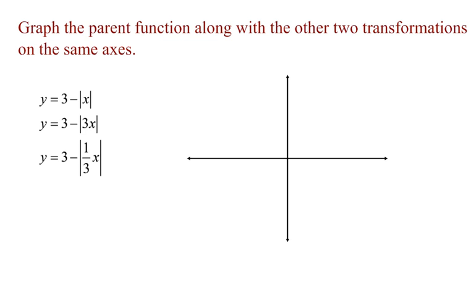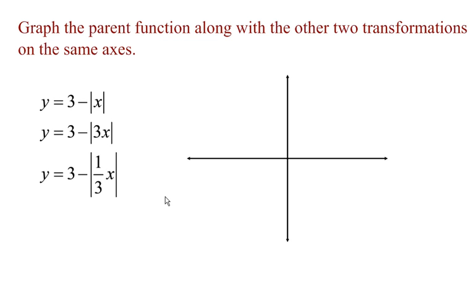Let's look at our next set. So in this next set of graphs, we've got absolute value, and we've got a couple things going on. Let's start with our basic one. And in our first one, we've got 2 things going on. This will be our blue graph. We have a flip over the x-axis, and we're going up 3.